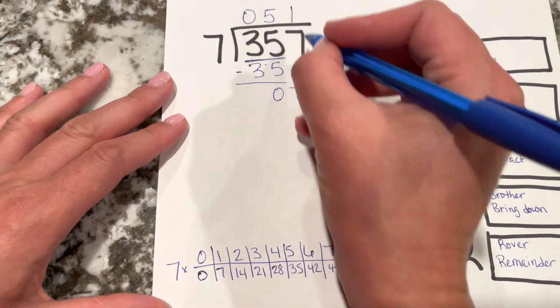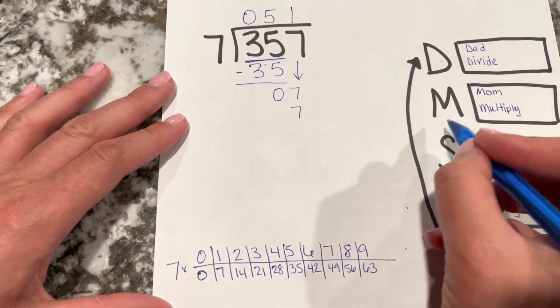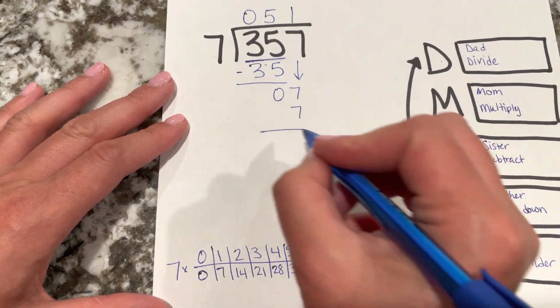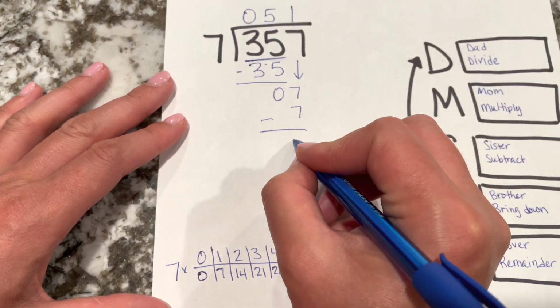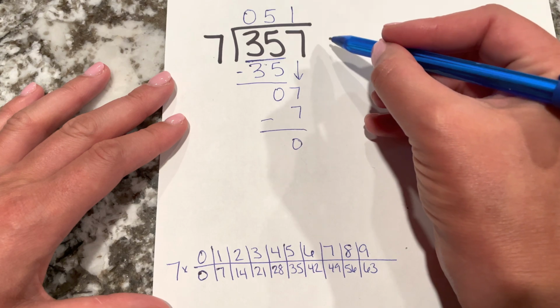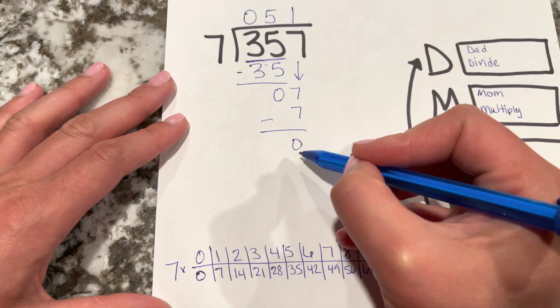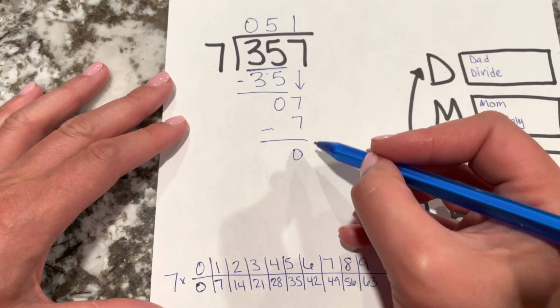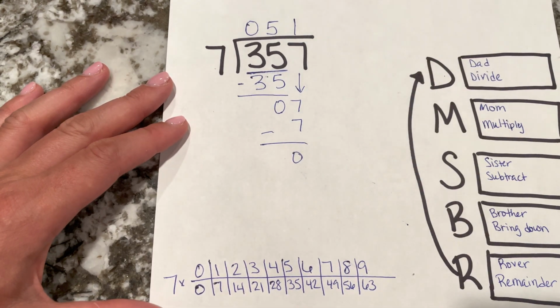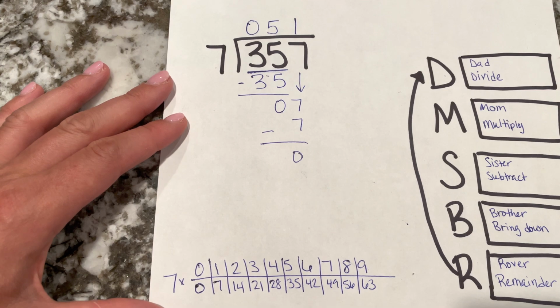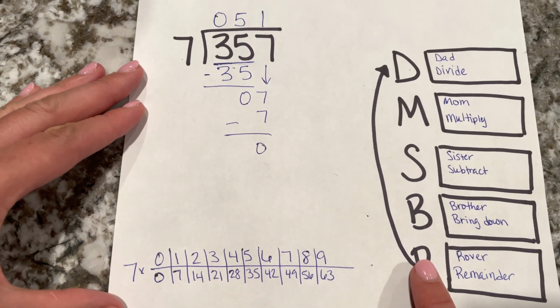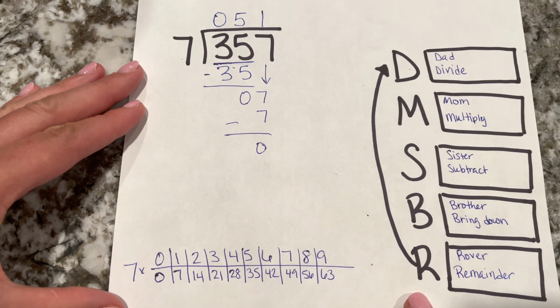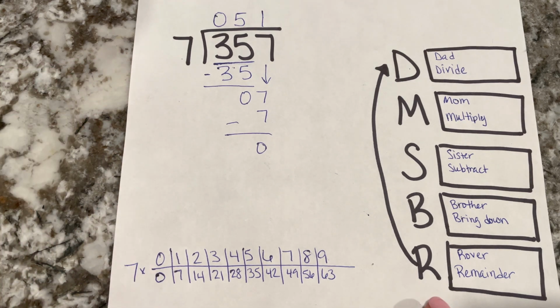Okay, 7 times 1 is 7. I'm at multiply. And now I'm at subtract. 7 minus 7 is 0. Now there's nothing to bring down. There's nothing else here. And I don't even have a remainder. So your remainder is 0, so it's even. So your answer is 51. Okay, go ahead and pause if you need to complete that and make sure you have it all filled out. Pause it, and then we're going to do the other side.